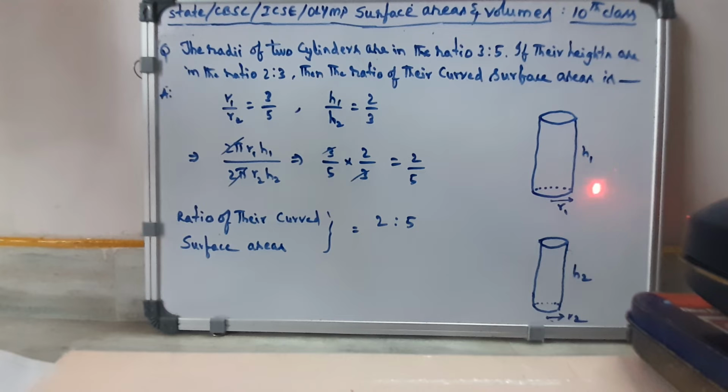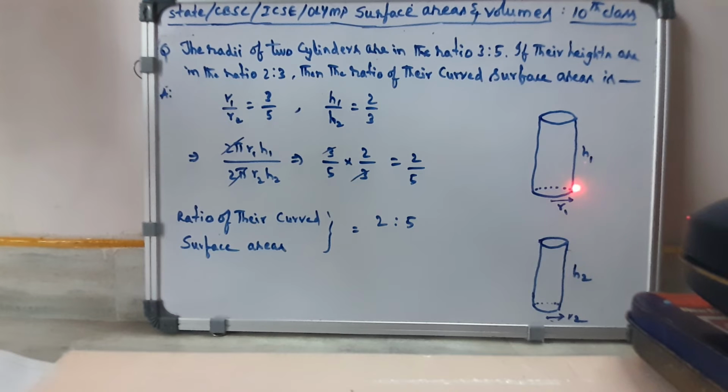We can take two cylinders here. This is the R1, this is the H1. This is the R2, this is the H2, right? So what is the given data here? R1 by R2 is equal to 3 by 5, 3:5. H1 by H2 is equal to 2 by 3. So what has he asked? The ratio of their curved surface areas.